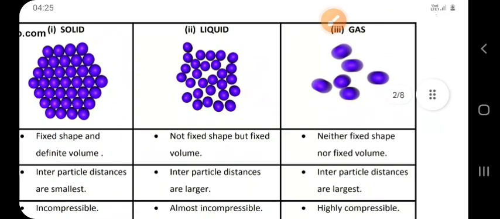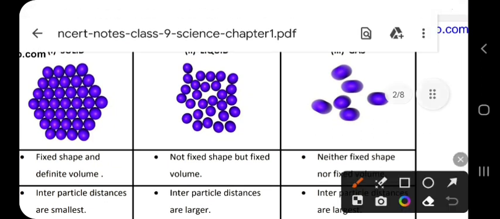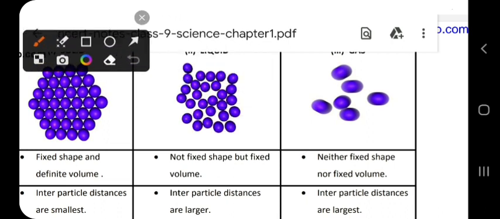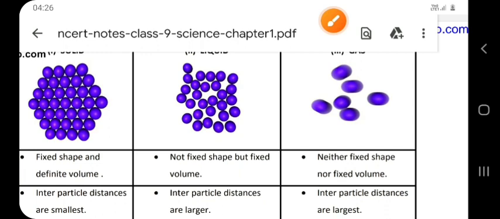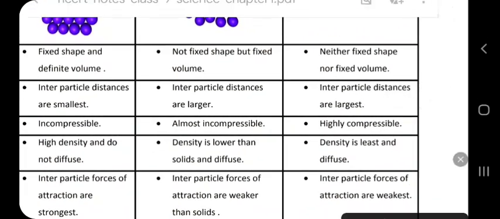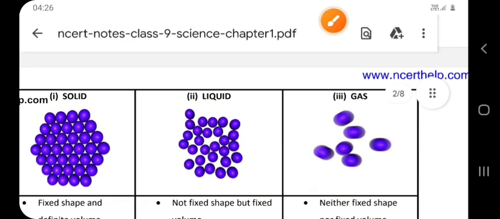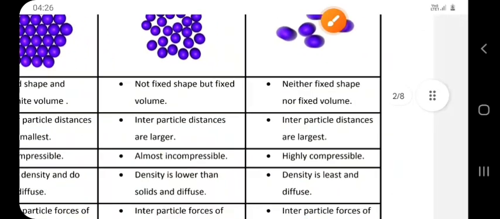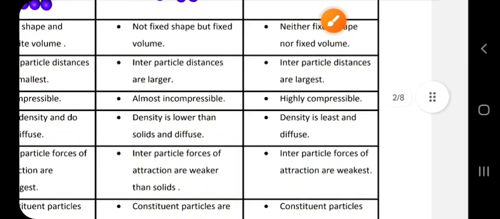Now, characteristics of gas. Gas has neither a fixed shape nor a fixed volume. You can say they have no fixed shape and no fixed volume. Interparticle distance is largest. You can see in the diagram the particles are far apart. They are highly compressible. The gas compresses.